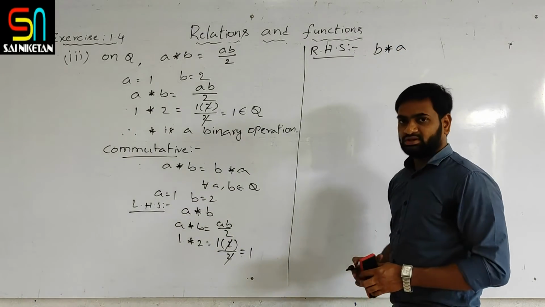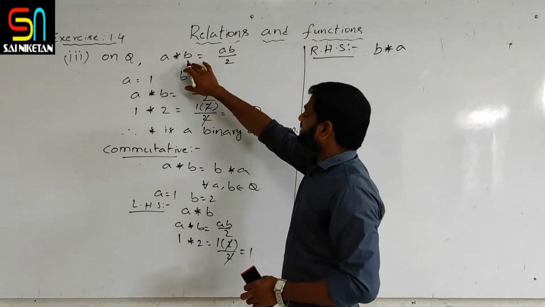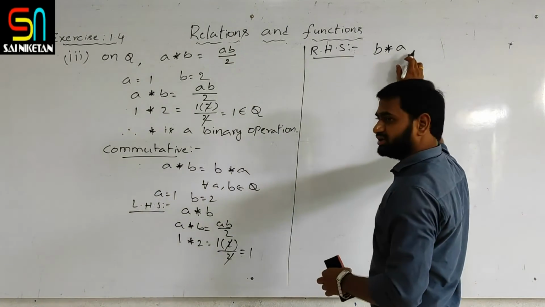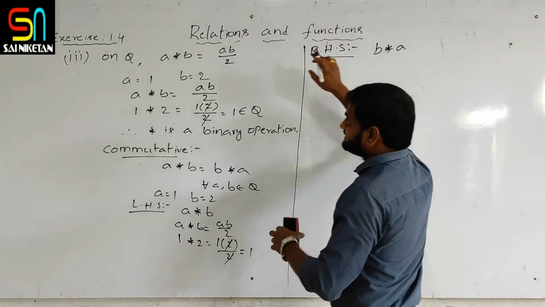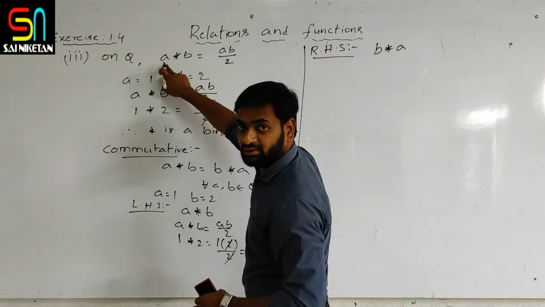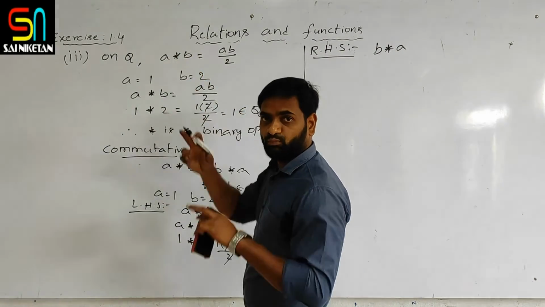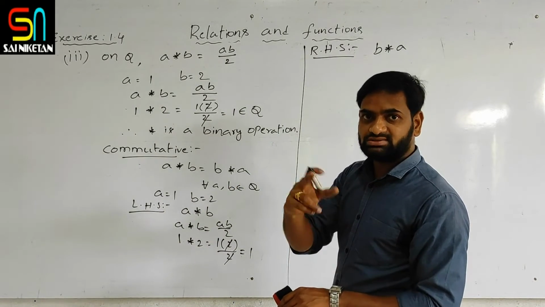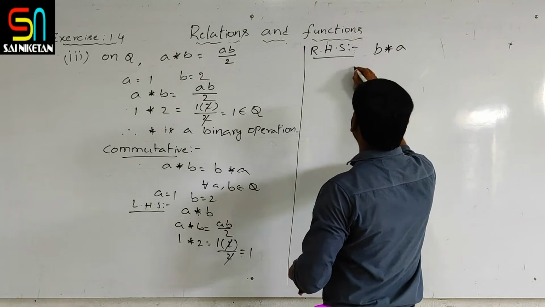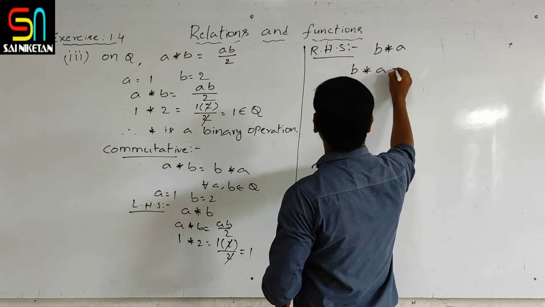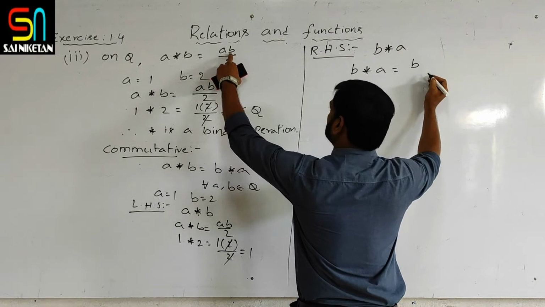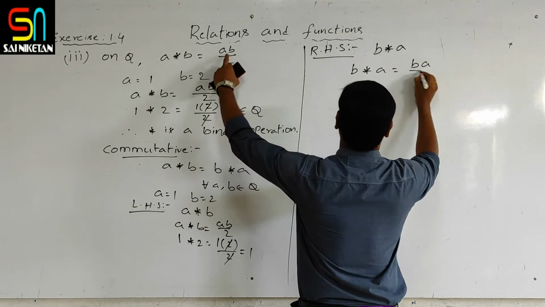A star B means A into B by 2. Now here it is B star A. B star A means in place of A is B, in place of B is A. Both are reverse. So I am writing here B star A is equal to, in place of A is B, in place of B is A by 2.